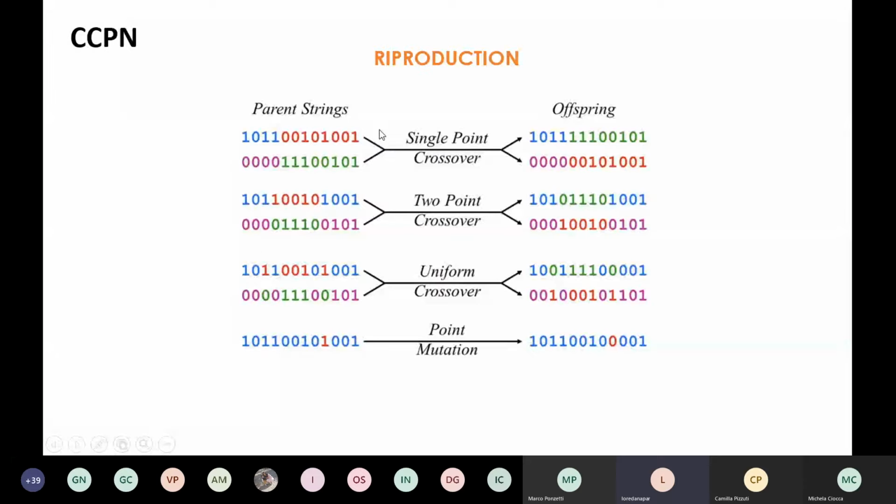So this algorithm can mix the weight matrices and insert mutations as in biological reproduction. You can see here in the image that we can have a single point crossover, two point crossover, or point mutation, and so on, that generate a new organism.